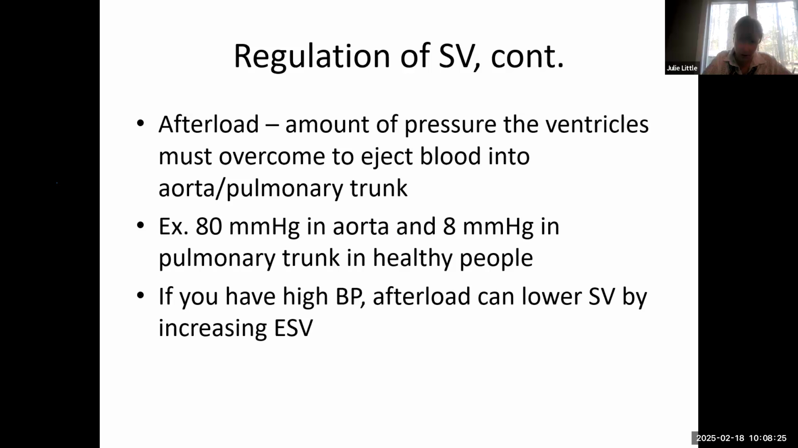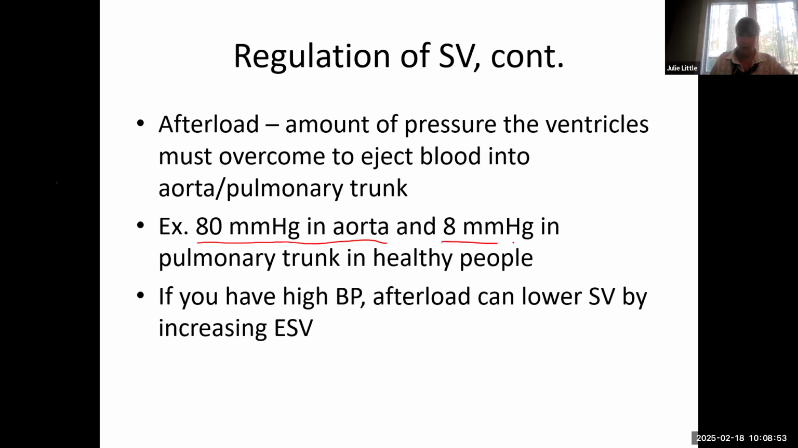Wow, this just keeps going, doesn't it? We've already gone over this, though. Afterload is the amount of pressure that the ventricles have to overcome to get blood into the aorta. The only new bit of information on this slide is that if your diastolic blood pressure is 80 millimeters mercury, that is the afterload that the left ventricle has to overcome.